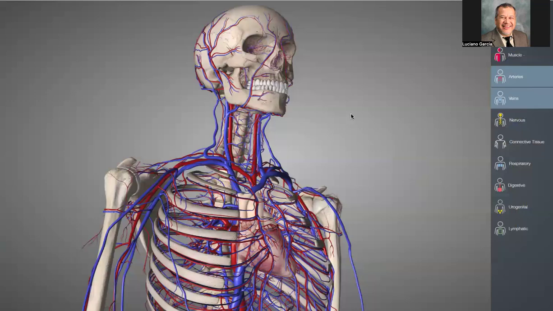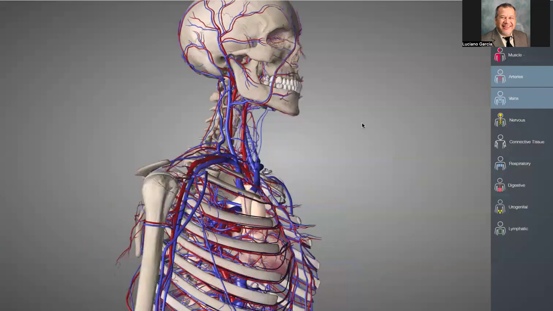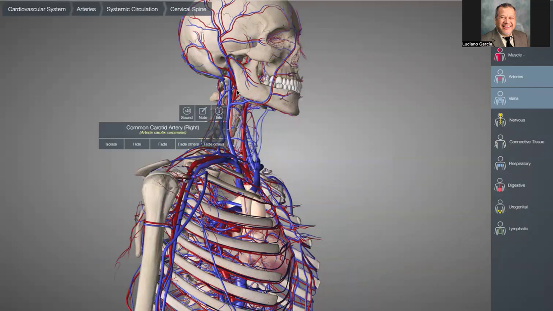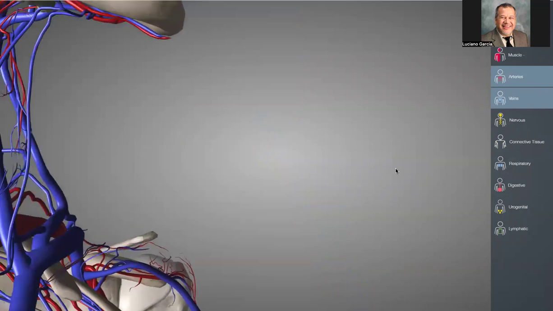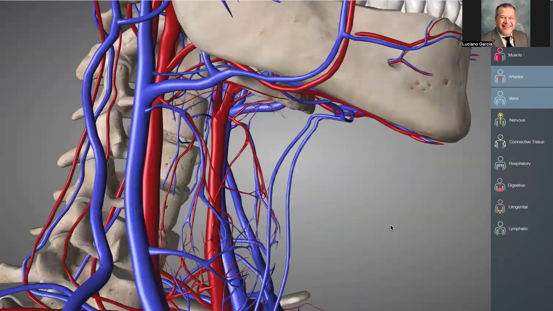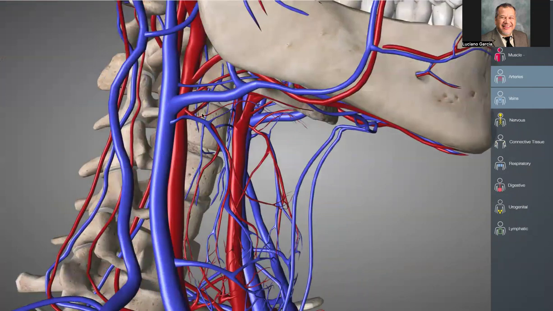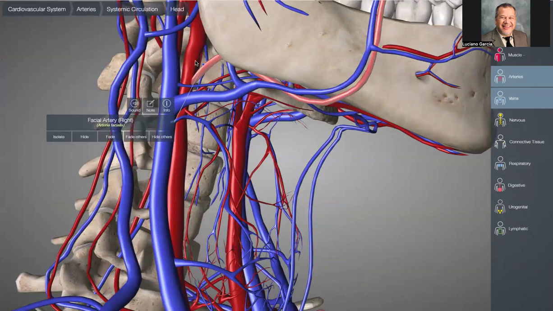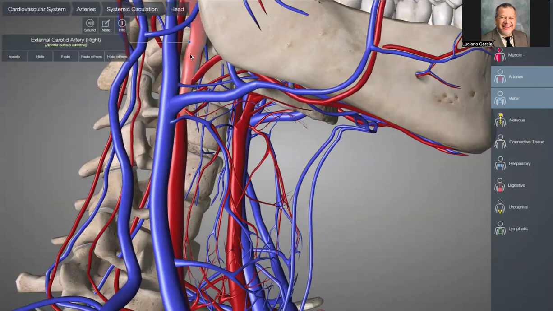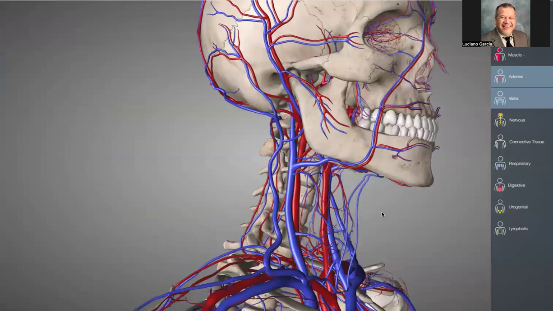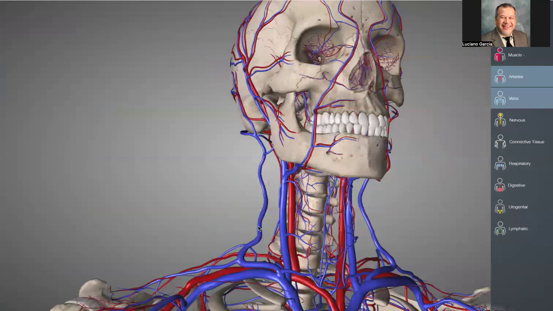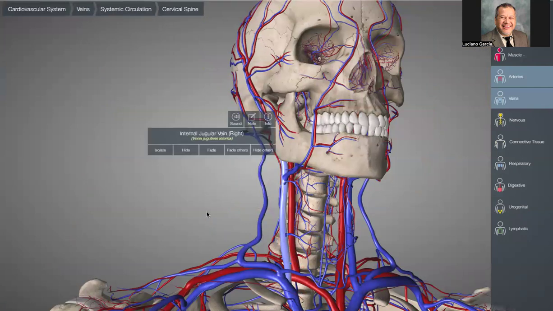Let's follow this up to here. And we mentioned common carotid because it's going to split between external and internal carotid, which let's get closer up. There we go. Now we can see it, and now I can highlight it better. So there's your external carotid. And we mentioned the jugulars, external and internal jugular.